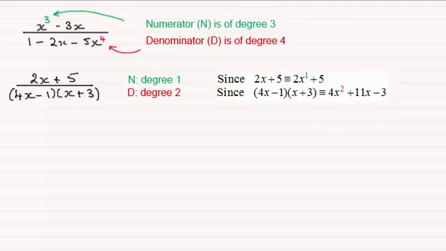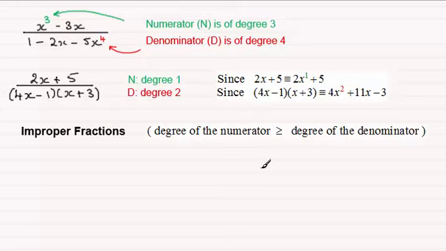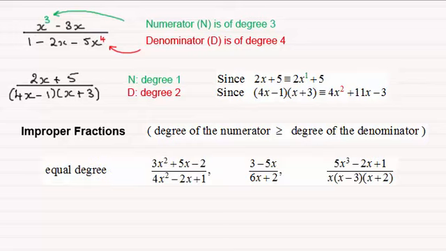Now when it comes to fractions, I want to look at what an improper fraction, or top-heavy fraction, is. An improper fraction is where the degree of the numerator is greater than or equal to the degree of the denominator. Let's have a look at some examples where the degrees are equal. With this one, we've got quadratic expressions in the numerator and denominator, so both are of degree 2. In this example, both are of the same degree, 1.